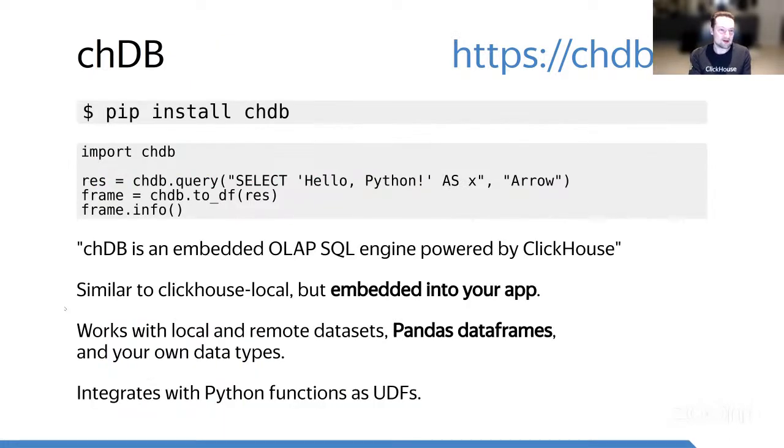If you did not know, CHDB is a library available as a Python module. And with this library, you can process data frames, remote datasets, local datasets, in-memory datasets, on-disk tables, just from Python, with the full power of ClickHouse engine.